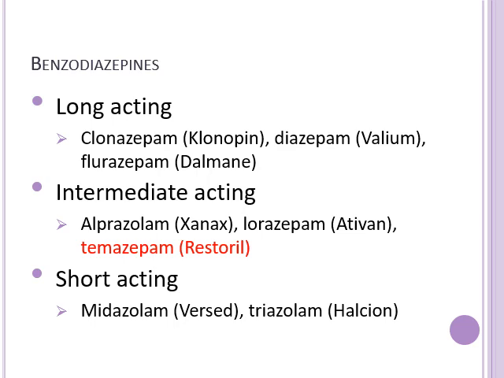You have long-acting benzos, intermediate-acting benzos, and short-acting. Some examples of long-acting include clonazepam or Klonopin, diazepam or Valium, and flurazepam or Dalmane. Intermediate-acting include Xanax or alprazolam, lorazepam or Ativan, and temazepam or Restoril. Short-acting include Versed or midazolam, or triazolam.